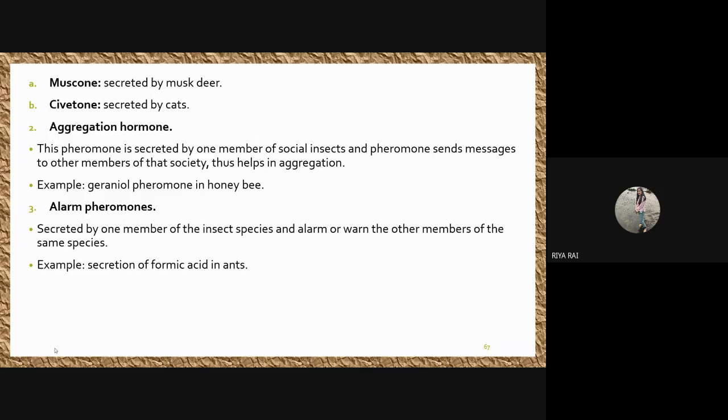And next is the alarm pheromone. Alarm pheromone is secreted by one member of an insect species, which alarms and warns the other members of the same species, just like the secretion of formic acid in ants.